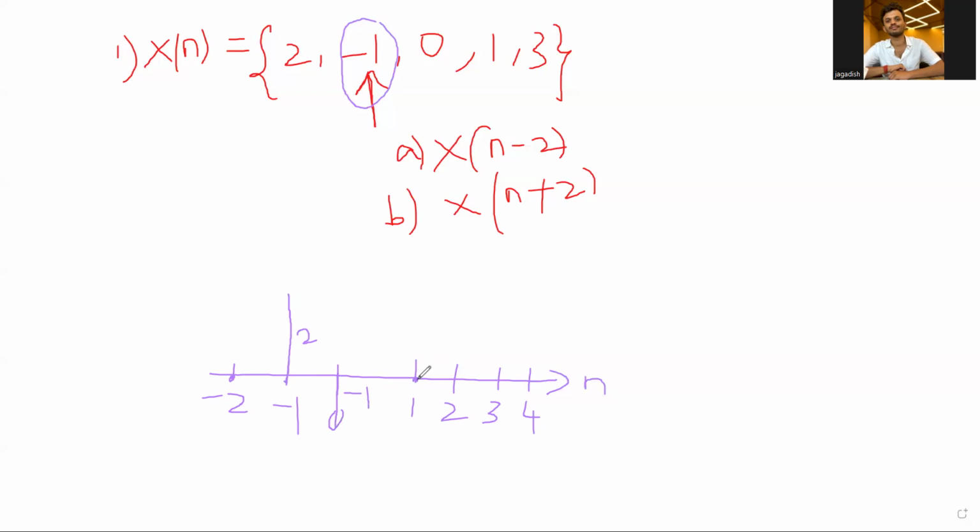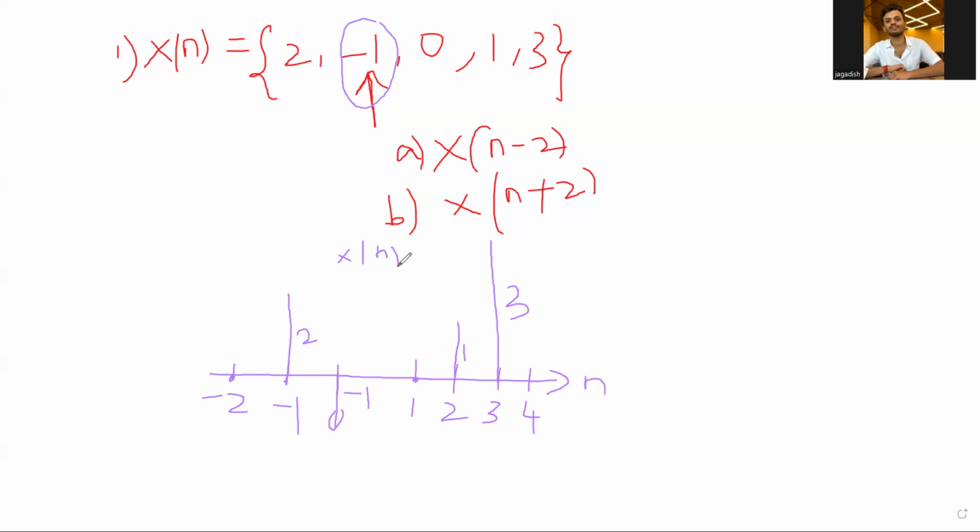Then at 2, what is the amplitude? 1. At 2, the amplitude is 1. At 3, the amplitude is 3. You need to show 3. So this is your x of n signal. Did you understand? Any doubt?